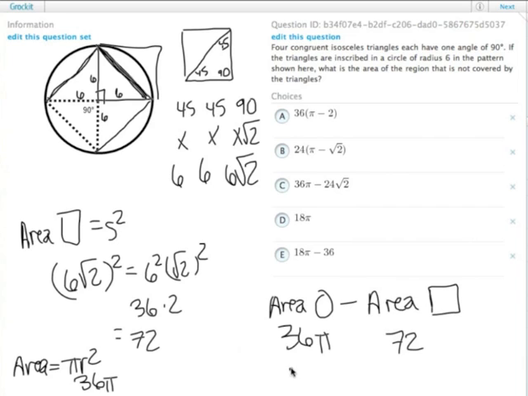That does not appear in any of the answer choices. However, both 36 pi and 72 are both divisible by 36. Factoring out 36 gives us 36 times the quantity pi minus 2, which is answer choice A.